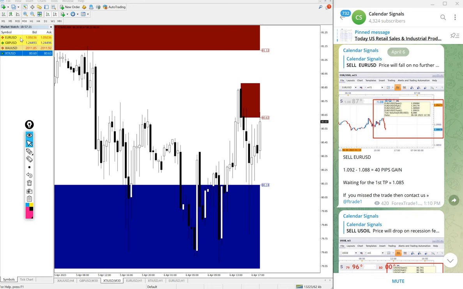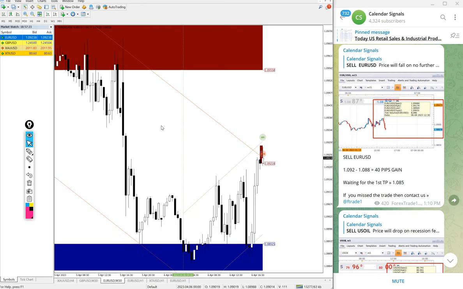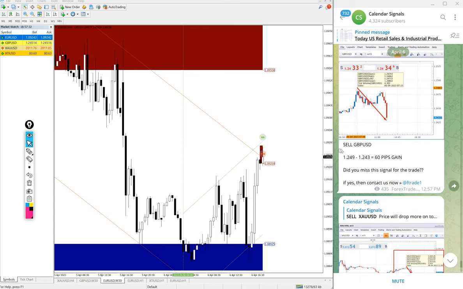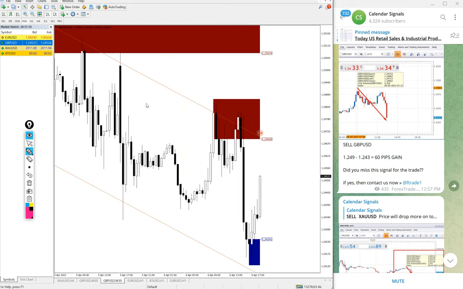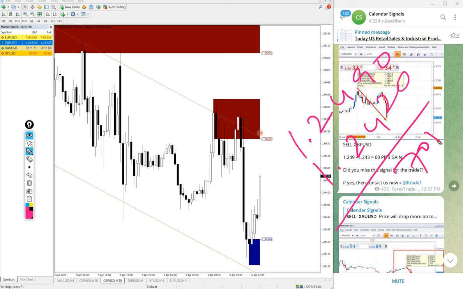And then EURUSD, again sell signal on EURUSD. It performed in our direction for 40 pips, then after that it went up. So 40 pips gain on EURUSD. And then GBPUSD also performed 60 pips here. Entry at 1.2490 and the low traded 1.2420, 70 pips. After that it fell another 10 pips. So 70 pips gain on GBPUSD sell signal.